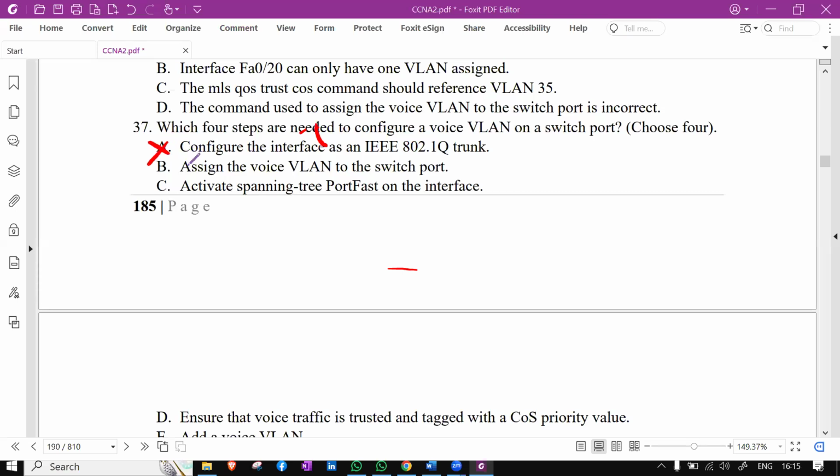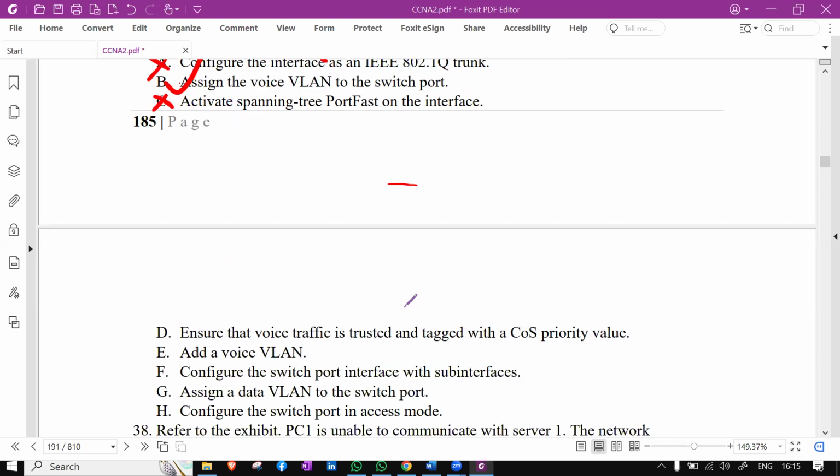Assign the voice VLAN to the switch port. Yes. Activate STP. Probably not. Ensure that voice traffic is trusted. Yes. We need four answers. Add the voice VLAN. Yes. Configure the switch port. No sub interfaces. Data VLAN. No. Configure the switch port in access mode. This one. Those are the four things we need to configure a voice VLAN.